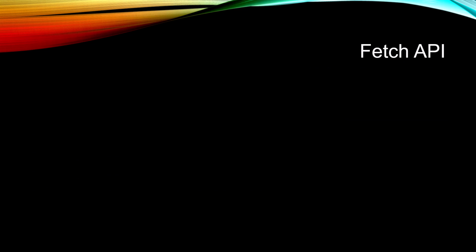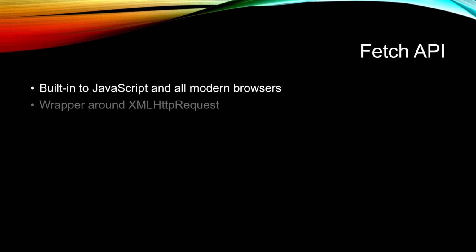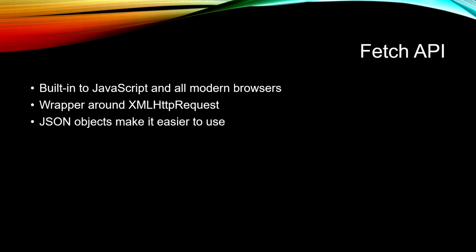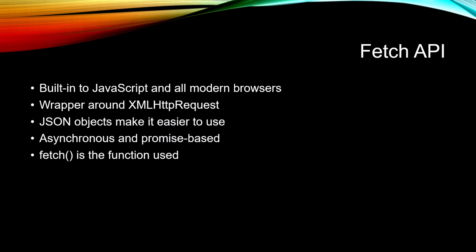Now bear with me, this is all slides, but it's all important to get you prepared for the next coming lessons. The Fetch API is built into JavaScript and all modern browsers. It's simply a wrapper around the XMLHttpRequest object, but it uses JSON objects to make it easier to use. It's asynchronous and promise-based. Fetch is the function that is used. There are other objects that we're going to learn about: request, response, and headers.